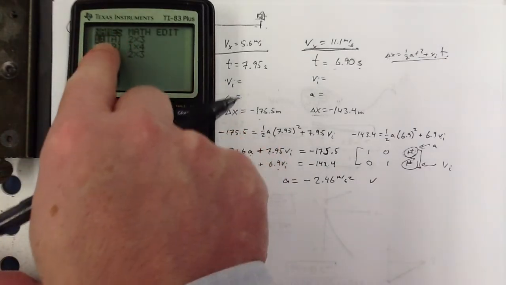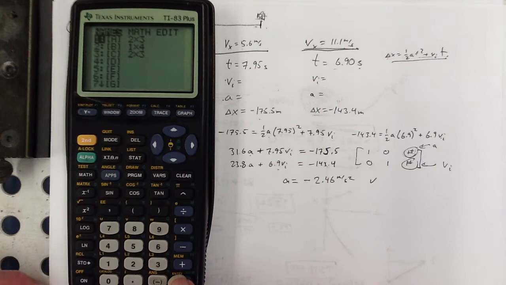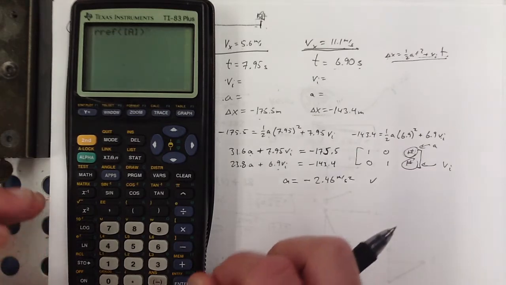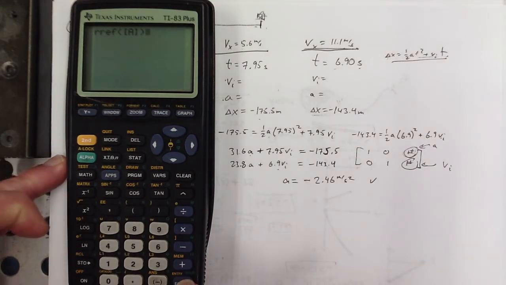So I need to bring this up on the home screen, and then I'm going to put in the name of this matrix A by hitting enter. Close my parentheses. You don't actually have to do that, but my obsessive compulsion forces me to. And I'm going to hit enter.